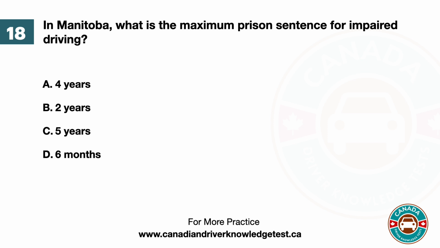Question 18. In Manitoba, what is the maximum prison sentence for impaired driving? A. 4 years. B. 2 years. C. 5 years. D. 6 months. The answer is C. 5 years.